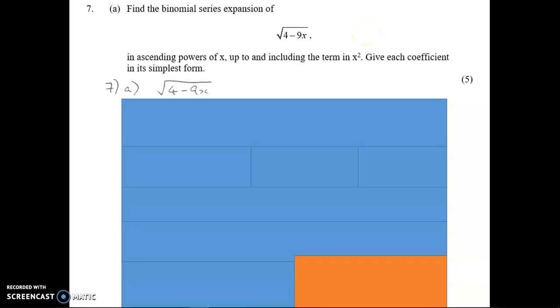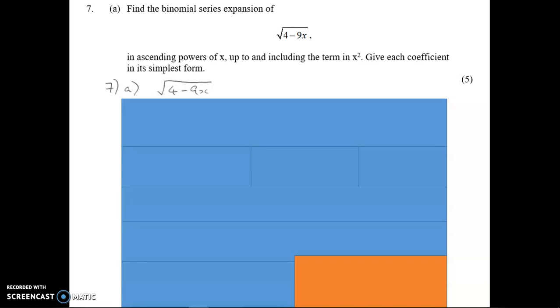Right, so here we've got question 7 from the CWC test, and we're asked to find the binomial series expansion of the root of 4 minus 9x, and we only need to do it in powers of x up to the x squared term. So we know we've got the binomial expansion formulae in our formula book.